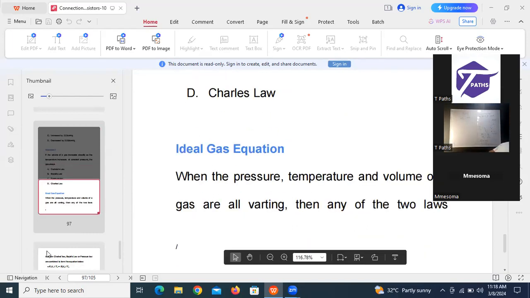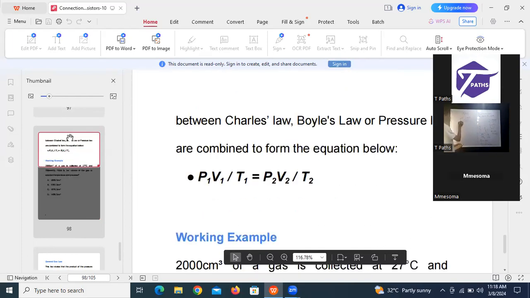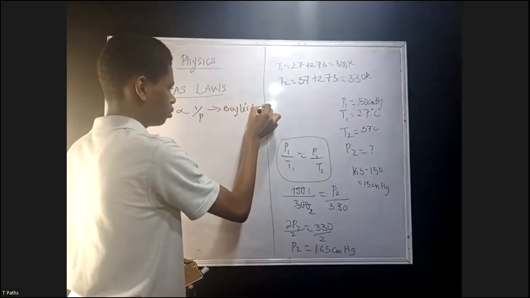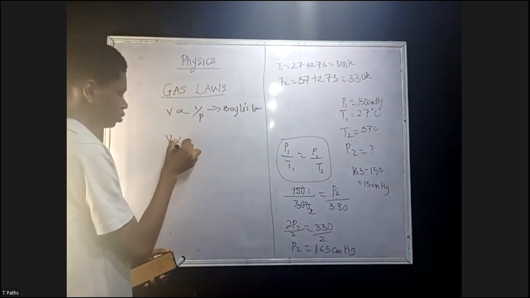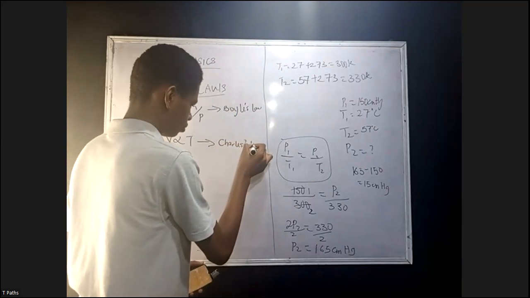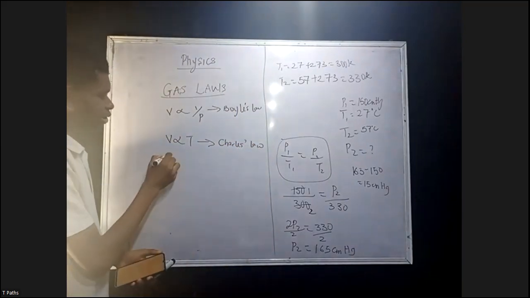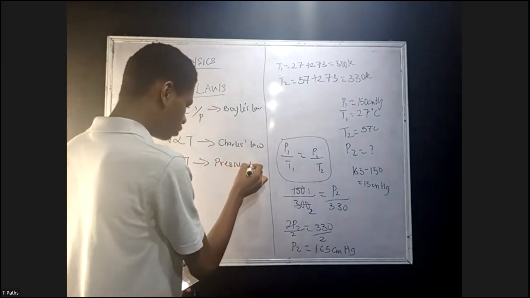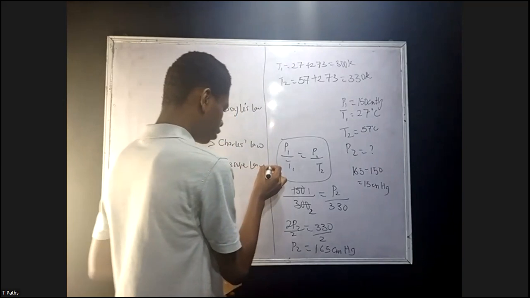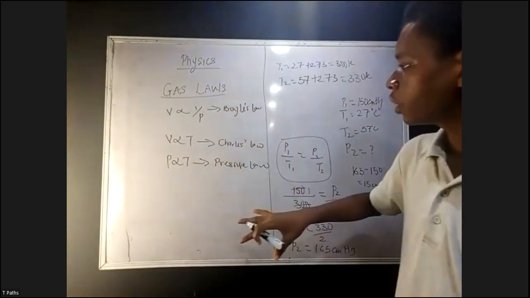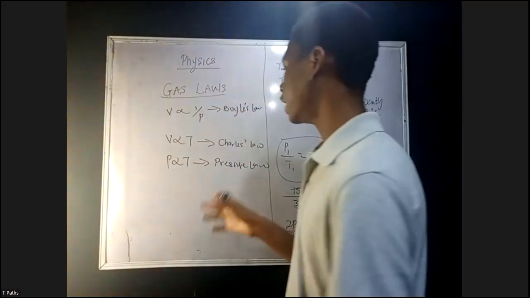I'm going to write out the three laws. So now, this is Boyle's law. This is Charles' law. And this is pressure law, or Gay-Lussac's law. All right, so I have these three laws. So now if I'm combining any two of these three laws together, I should be getting the ideal gas equation.